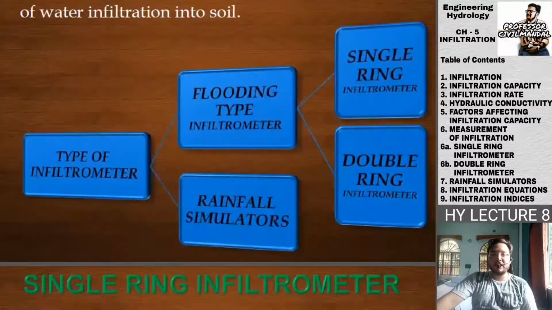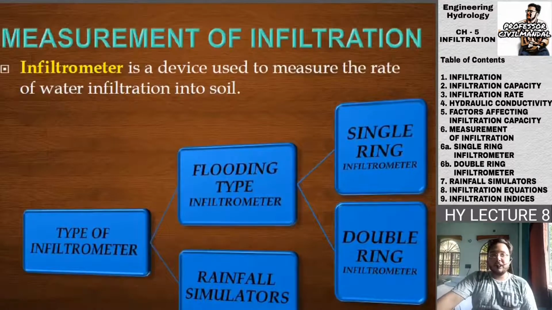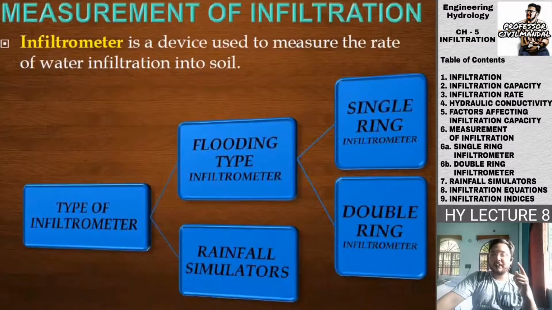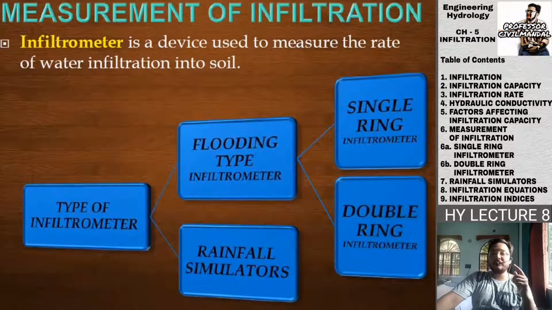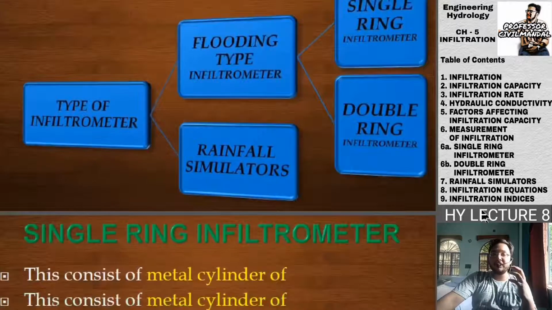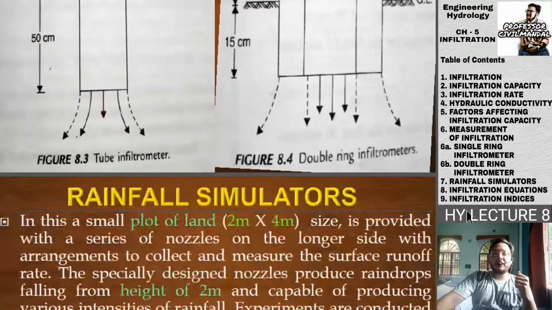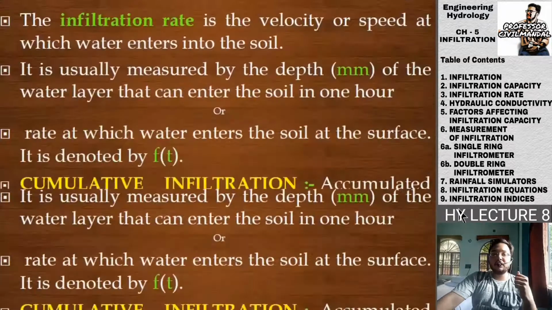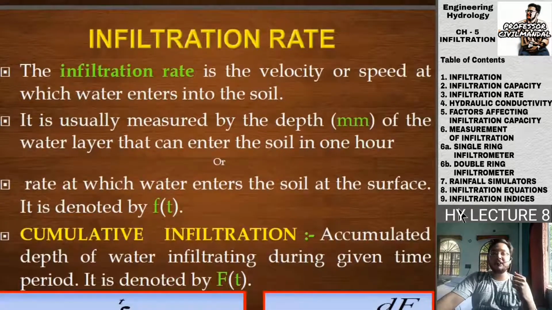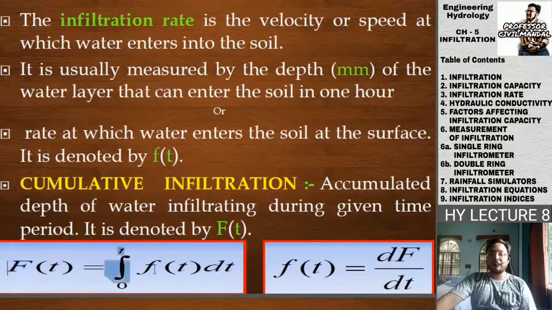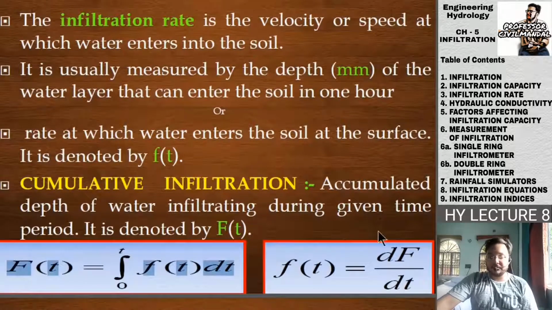studied the factors affecting infiltration capacity, we went to the measurement of infiltration, where we read about two different types of infiltrometer, the single ring infiltrometer and the double ring infiltrometer. And next we studied about another type of infiltrometer, that is the rainfall simulators. So these were the gadgets which we used to measure the infiltration, and we read briefly about them. And after that we started to discuss about the infiltration rate, and we got an integral equation by which we can get the cumulative infiltration.